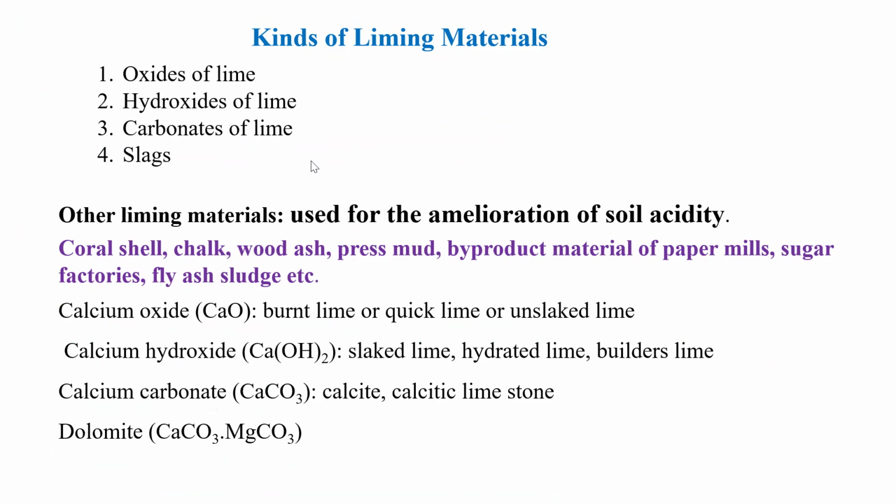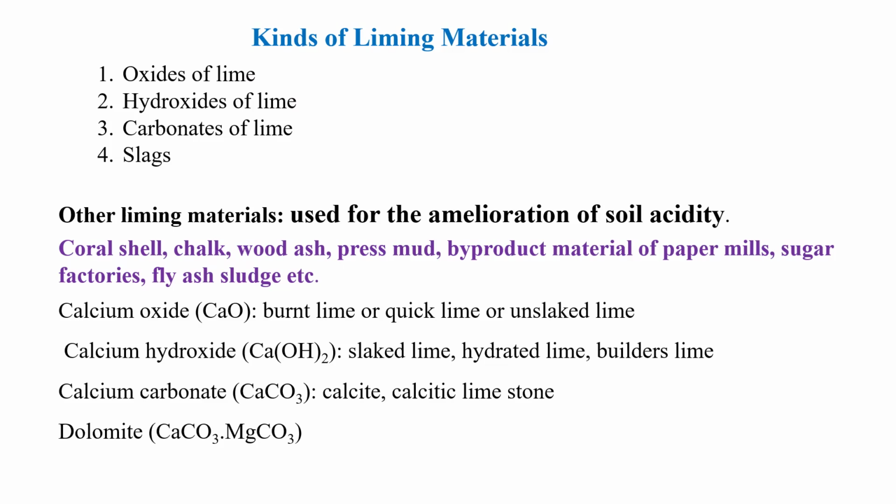Kinds of liming materials include oxides of lime, hydroxides of lime, carbonates of lime, and basic slags. The calcium oxides include burnt lime, quicklime, or unslaked lime. Calcium hydroxide includes flake lime, hydrated lime and builder's lime. Calcium carbonate includes calcite and limestone.